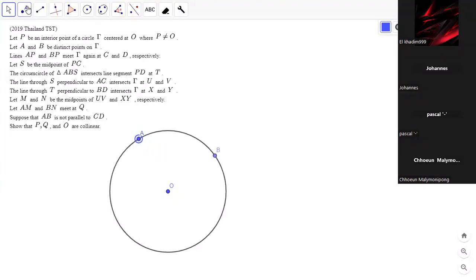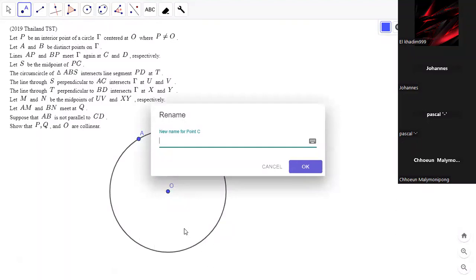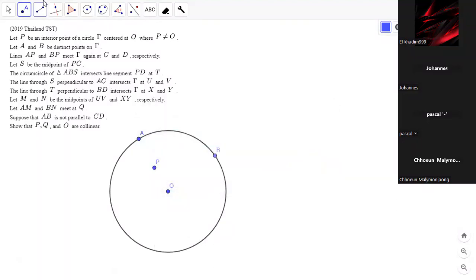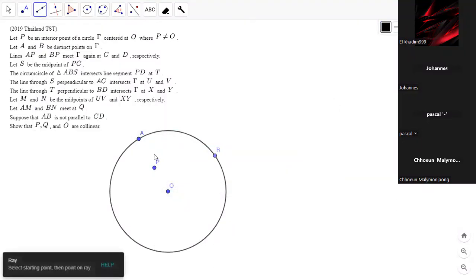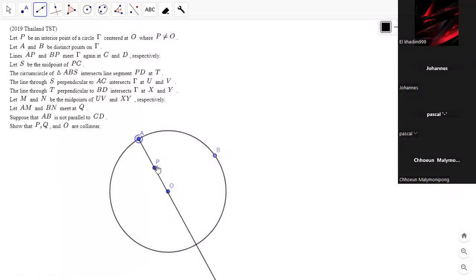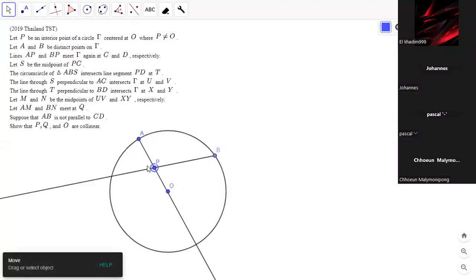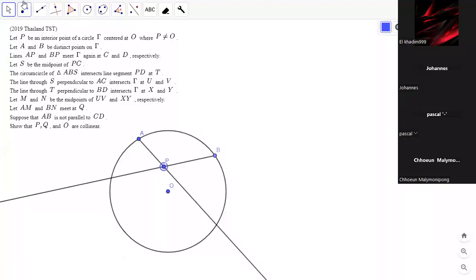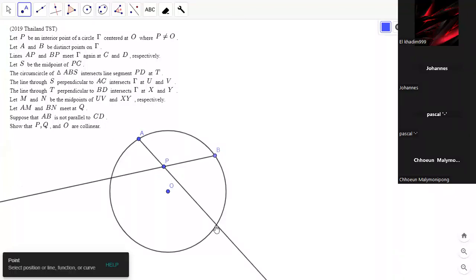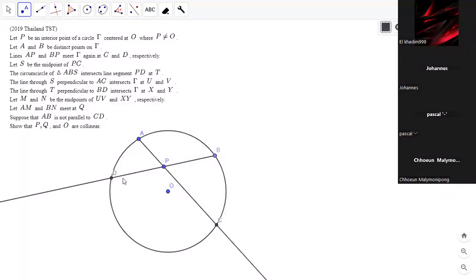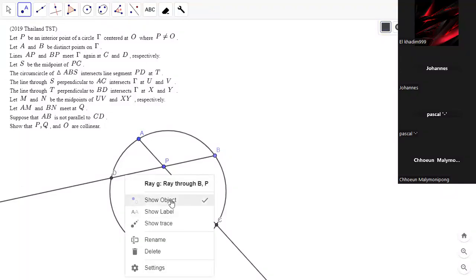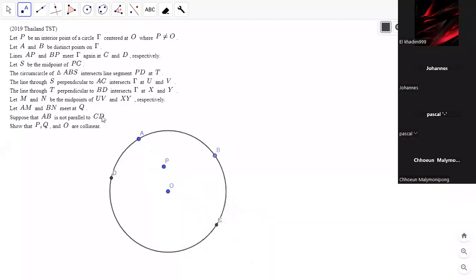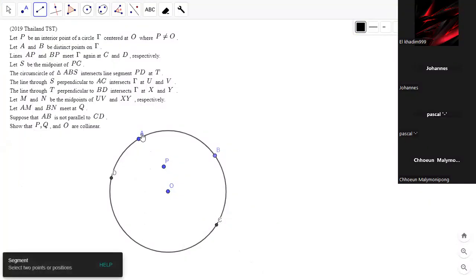We have P inside it, and AP and BP meet it at C and D. So let me change P so that it doesn't look like it's on AO. Maybe something like that. This will be C and D. Probably would have been easier to draw. Yeah, this is a weird way to state the problem.